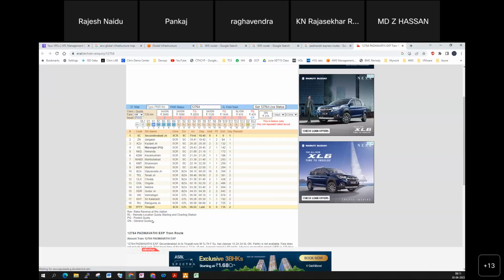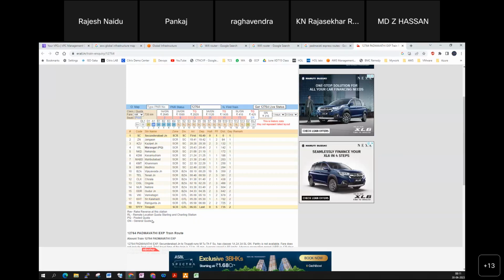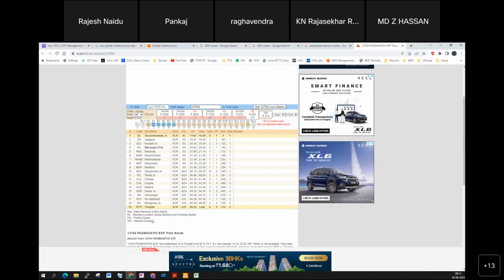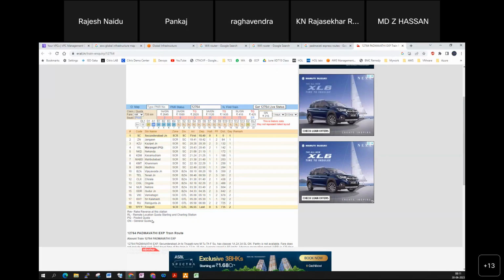Now can you tell me, is Nellore a part of this route or not? Some location in this range will be communicating in this range or not? That's my question. Yes, it is. It will communicate. Yes, Nellore is there.